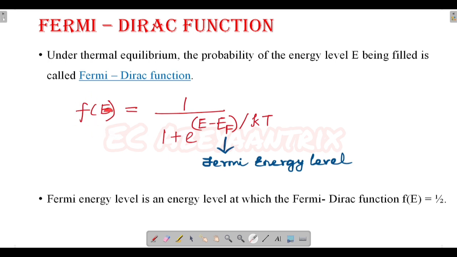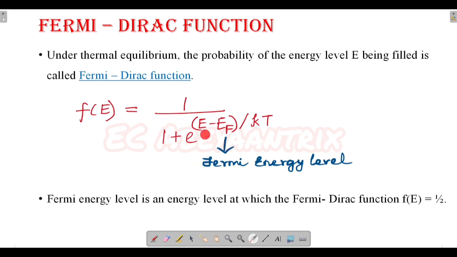So coming to this very important formula, the Fermi-Dirac function f of E is nothing but a probability. We refer to it as P of A or P of E in probability, so the same kind of meaning. f of E equals 1 by 1 plus e power (E minus EF) by KT. Okay, so this is the formula. Please take a note of it.